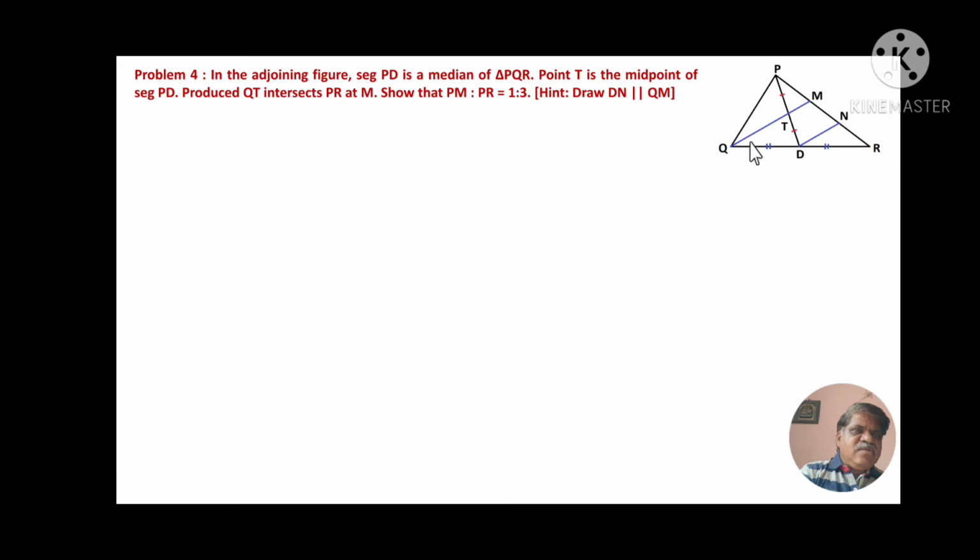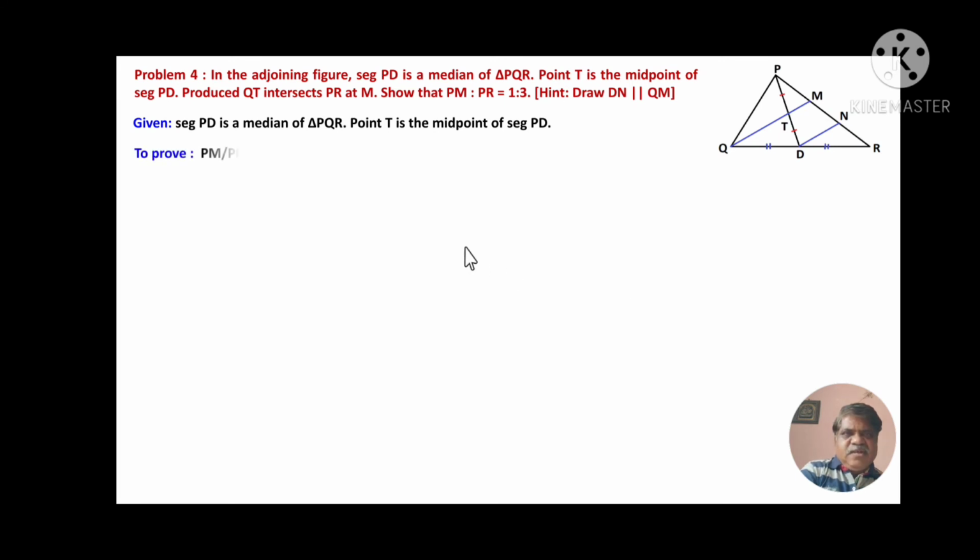Hint is given: you have to draw DN parallel to QM. Friends, from here we can write that PD is the median of triangle PQR and point T is the midpoint of segment PD. So what you have to prove is PM upon PR is equal to 1:3. Construction: draw segment DN parallel to QM, such that N lies between M and R.